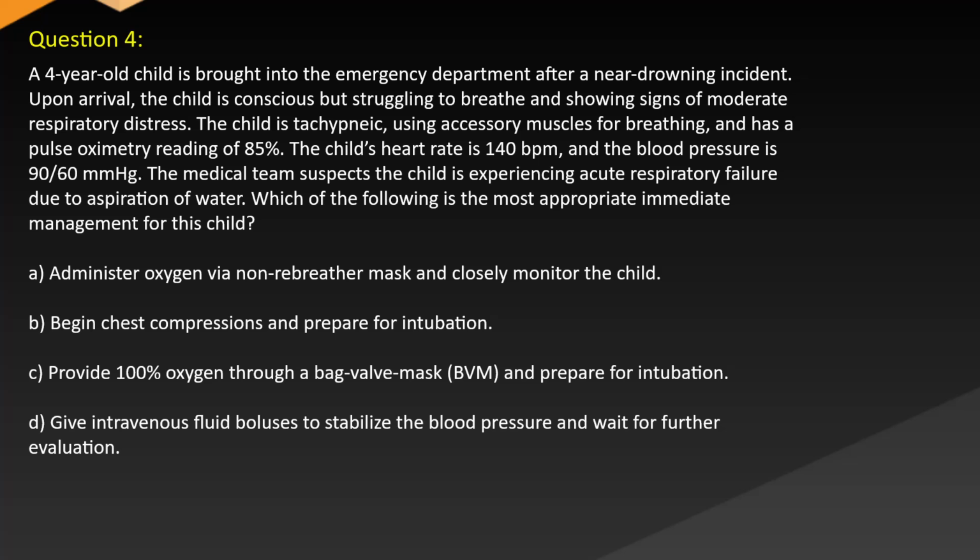Question 4. A 4-year-old child is brought into the emergency department after a near-drowning incident. Upon arrival, the child is conscious but struggling to breathe and showing signs of moderate respiratory distress. The child is tachypneic, using accessory muscles for breathing, and has a pulse oximetry reading of 85%. The child's heart rate is 140 bpm and the blood pressure is 90/60 mmHg. The team suspects the child is experiencing acute respiratory failure due to aspiration of water. Which of the following is the most appropriate immediate management for this child?